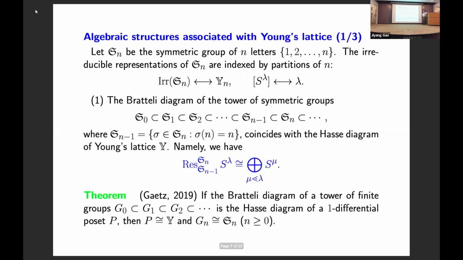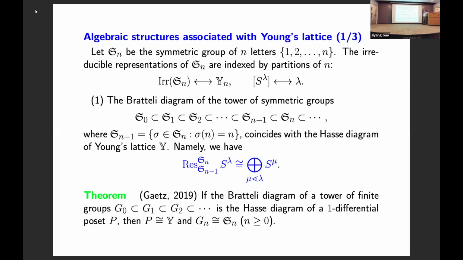Okay, right. So first we will go to the algebraic structure associated with Young's lattice. It is classically known that the symmetric groups are the algebraic structures describing Young's lattice. So the symmetric group appears in three ways in relation with Young's lattice. The first one is that Young's lattice is a Bratteli diagram of the tower of symmetric groups. So, the symmetric groups on n letters, and the irreducible representations over complex numbers are indexed by partitions.